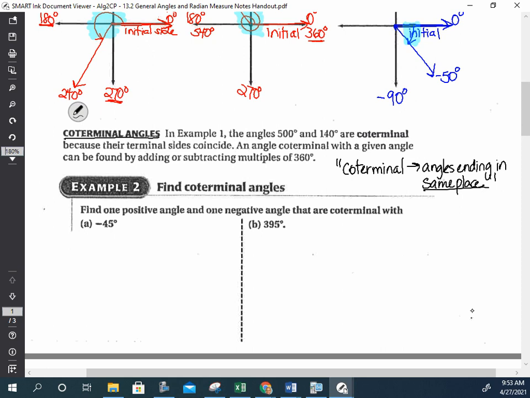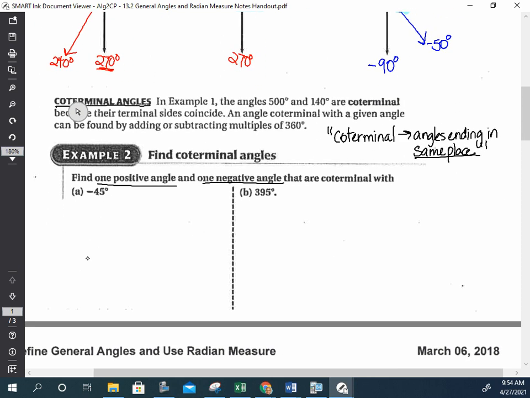So, find one positive angle and one negative angle that are coterminal with each example. So that means you need one positive answer and one negative answer. So coterminals.